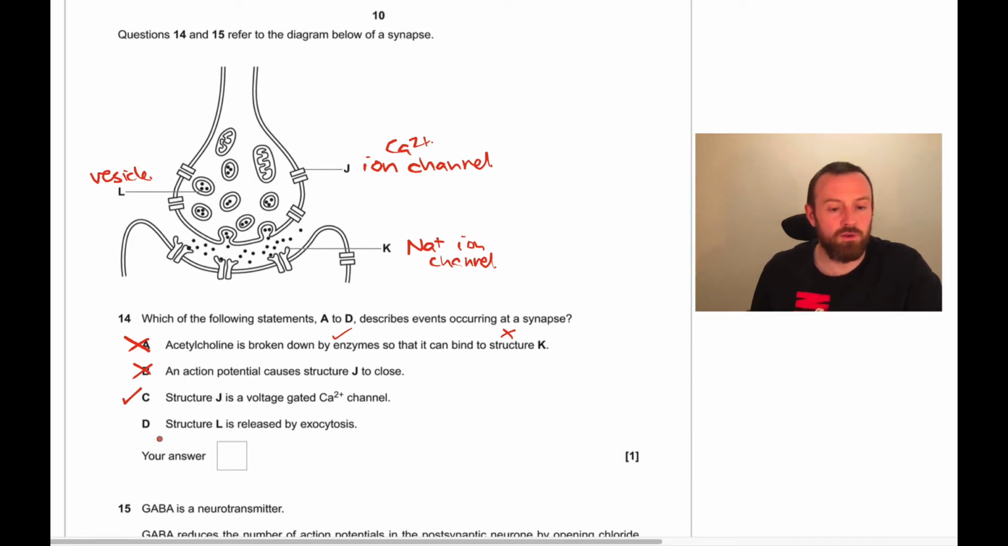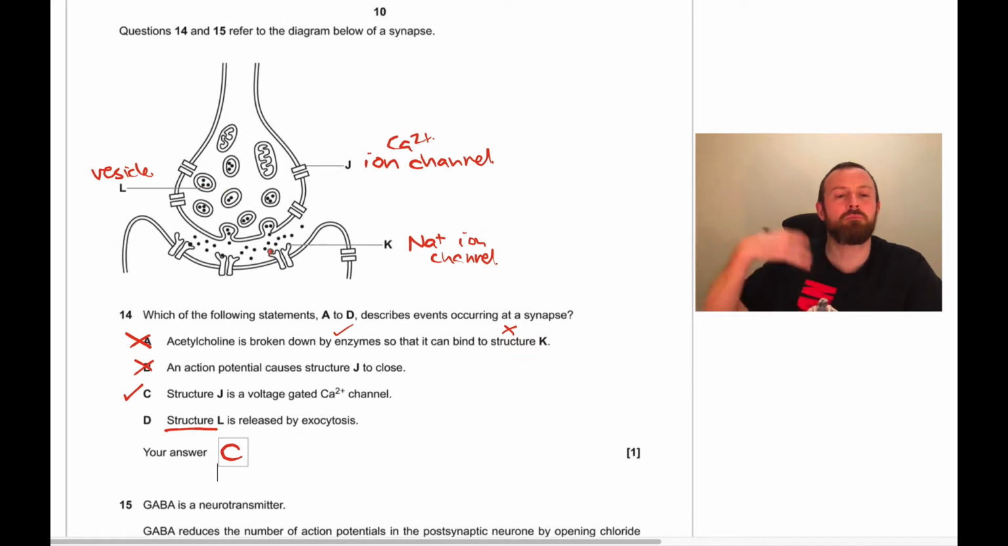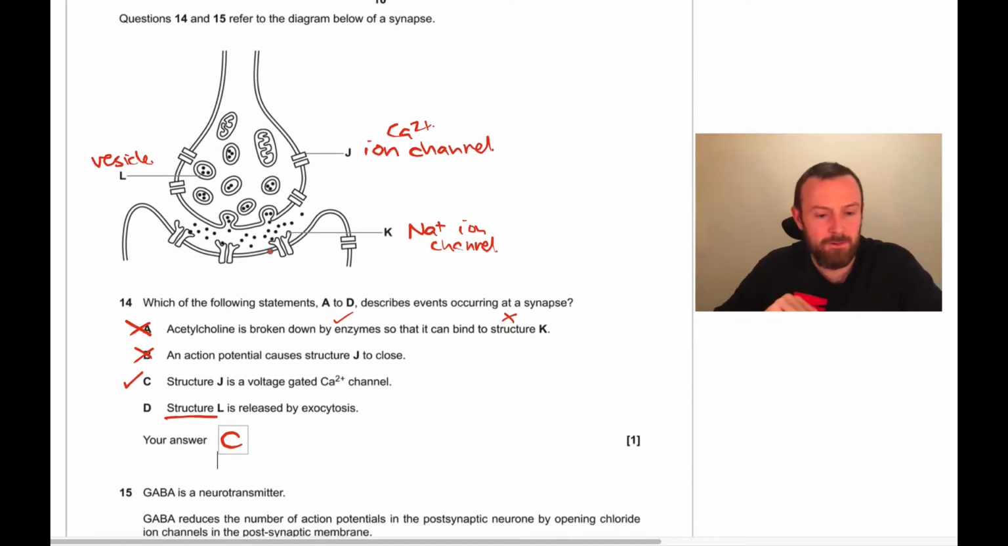This is almost right, but it's not. Structure L is released by exocytosis. Not really. It's not the structure L that is released. It's the contents. So the answer is 14C. The neurotransmitter is released via exocytosis, not the vesicle. You don't release a vesicle. The vesicle merges and releases the stuff.